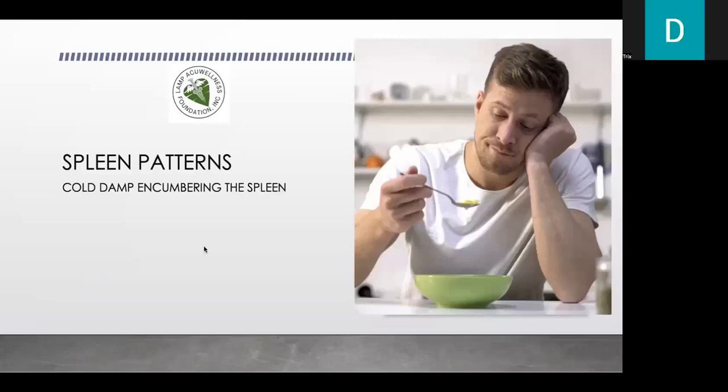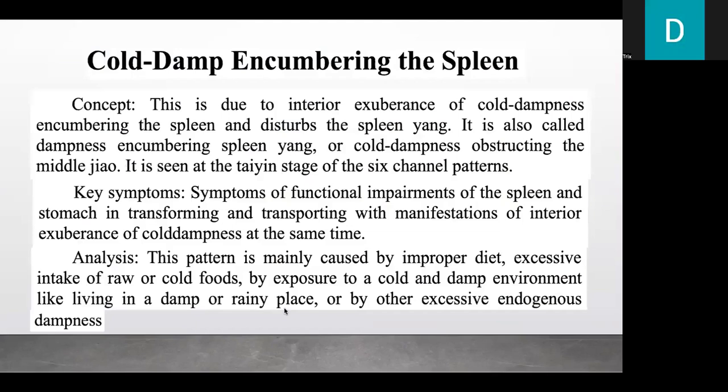Let's now go to spleen patterns. Let's discuss cold damp encumbering the spleen. This concept is due to the interior exuberance of cold dampness encumbering the spleen and disturbing the spleen yang. It is also called dampness encumbering spleen yang or cold dampness obstructing the middle jiao. It is also seen at the tai yin stage of the six-channel patterns.